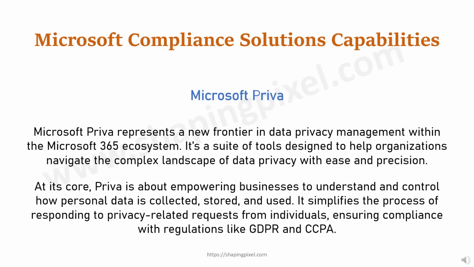Microsoft Priva. Microsoft Priva represents a new frontier in data privacy management within the Microsoft 365 ecosystem. It's a suite of tools designed to help organizations navigate the complex landscape of data privacy with ease and precision. At its core, Priva is about empowering businesses to understand and control how personal data is collected, stored, and used. It simplifies the process of responding to privacy related requests from individuals, ensuring compliance with regulations like GDPR and CCPA.